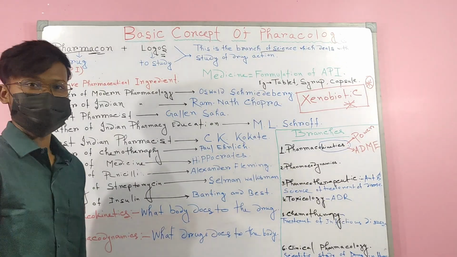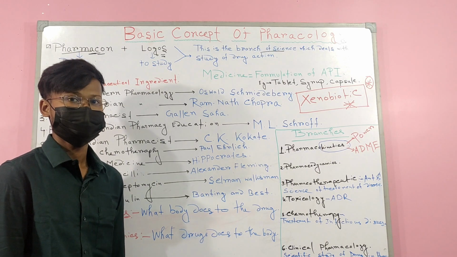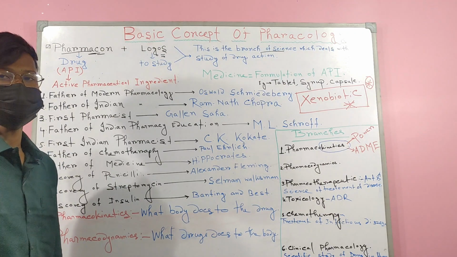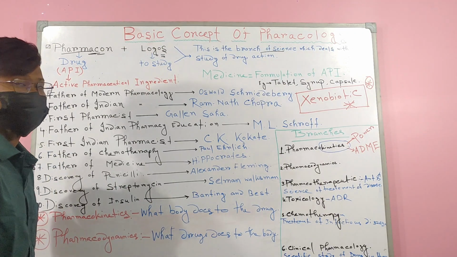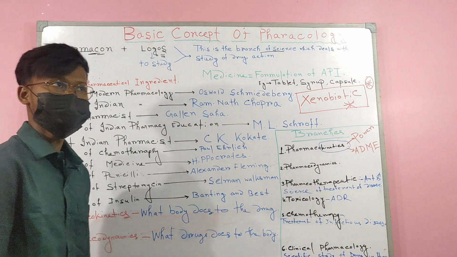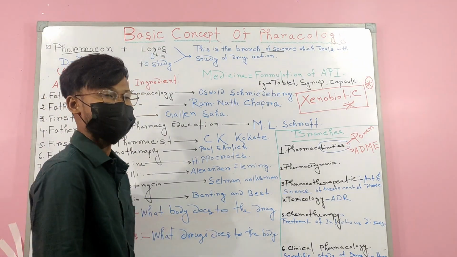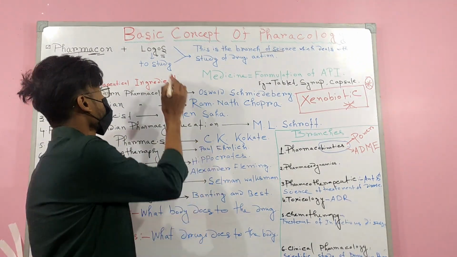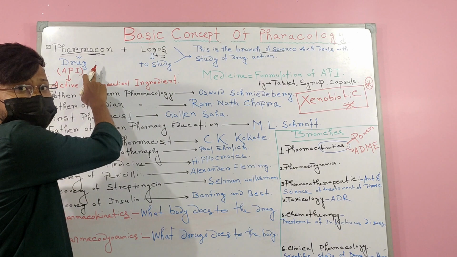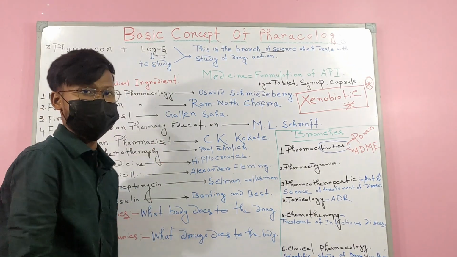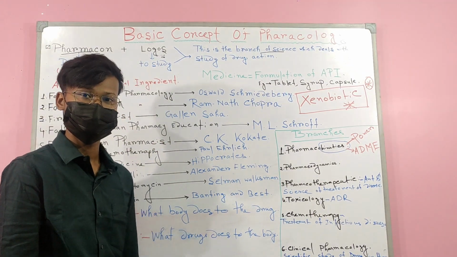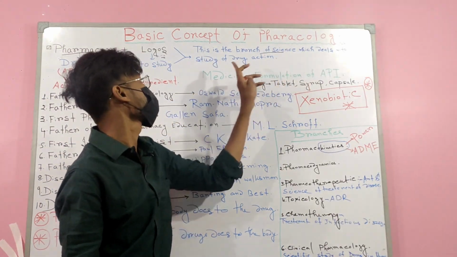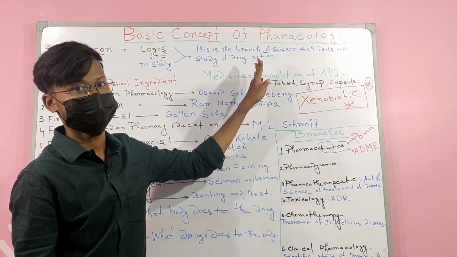Today, we will discuss the basic concept of pharmacology. Before knowing this subject, we all need to know the origin of the word pharmacology. Pharmacology is derived from two Greek words: pharmakon and logos. Pharmakon means drug and logos means to study. So the definition of pharmacology is this is the branch of science which deals with the study of drug action.